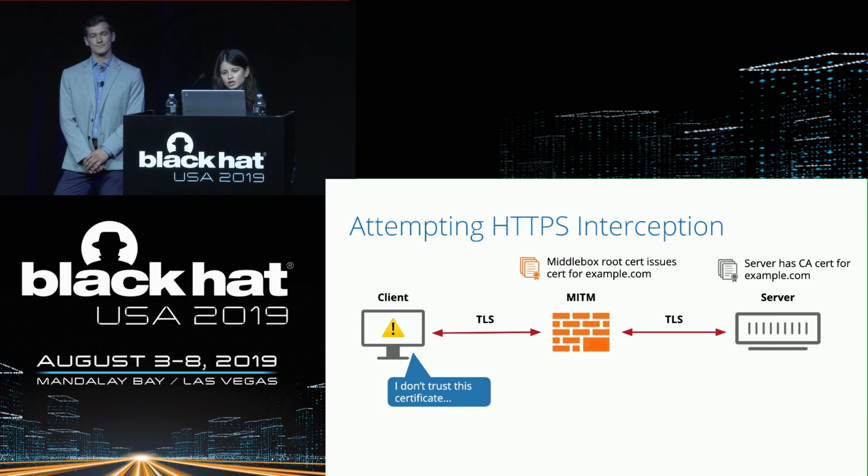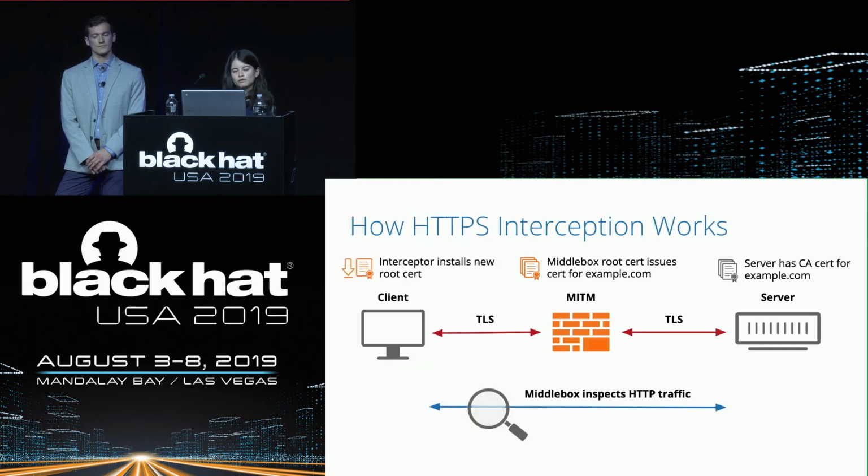This approach fails, however, because the client will not trust the interceptor's root certificate by default. Instead, a client would likely receive a warning, which says that the certificate that the Middlebox presented was not issued by a trusted root certificate, like that of a certificate authority.